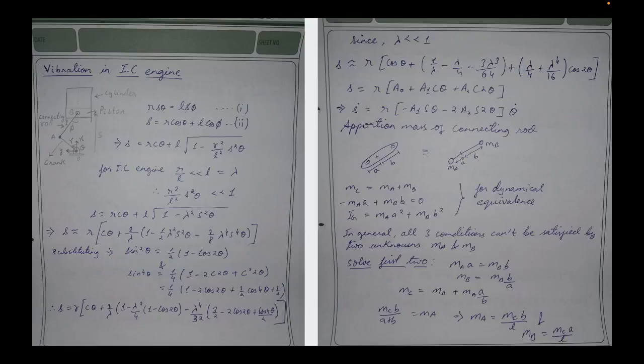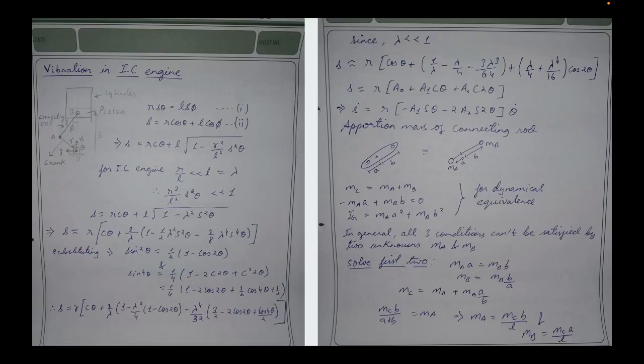For an IC engine, we know that r by L is very much less than 1, and that is denoted by lambda. Therefore (r²/L²) sin²θ is very much less than 1. So after expanding, it becomes like this, and substituting sin²θ and sin⁴θ in this manner, we get the equation of S as r into cos θ plus 1 by λ into 1 minus λ²/4 into (1 − cos 2θ) minus λ⁴/32 into (3/2 − 2 cos 2θ + cos 4θ/2).